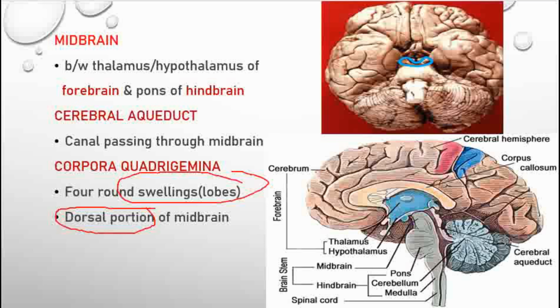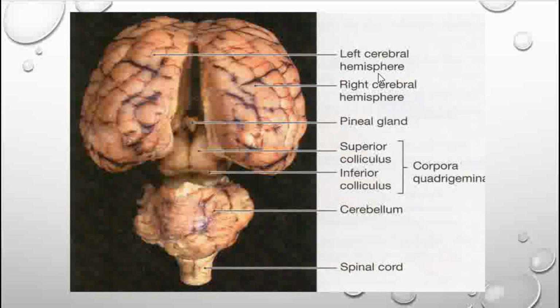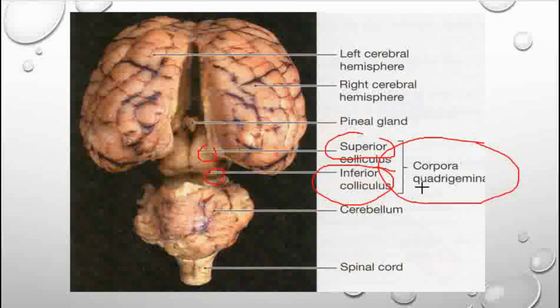So I'll show it in the next picture, and you will get a clear idea. In this picture you can see the corpora quadrigemina here. It has colliculi. This one is known as a colliculus. This is the superior colliculus. Here you can see that the upper part is known as the superior colliculus. The lower portion, here, is called the inferior colliculus. Together we call these the corpora quadrigemina.